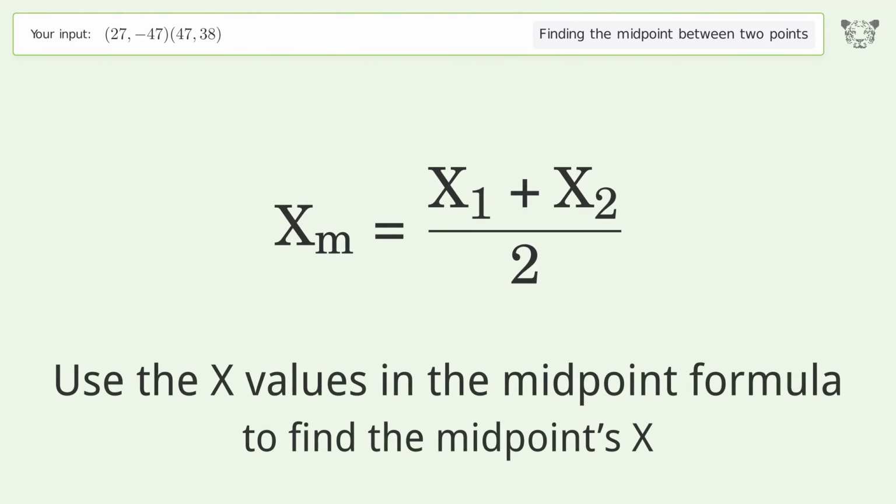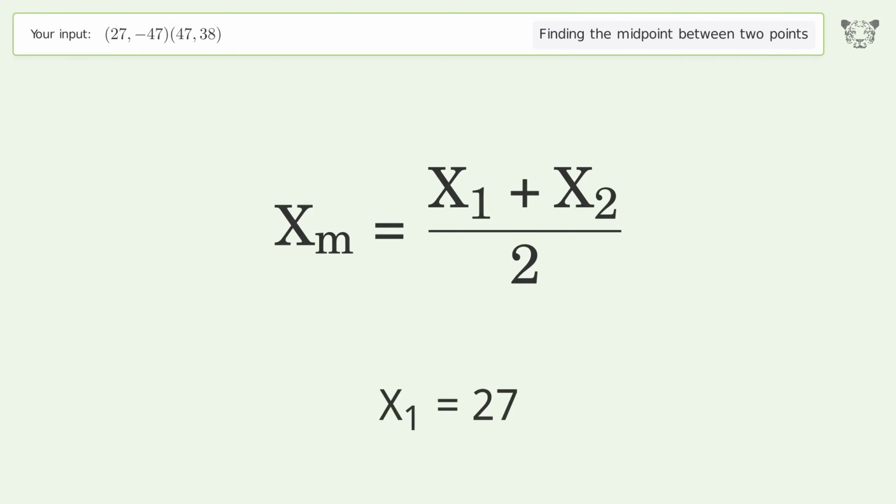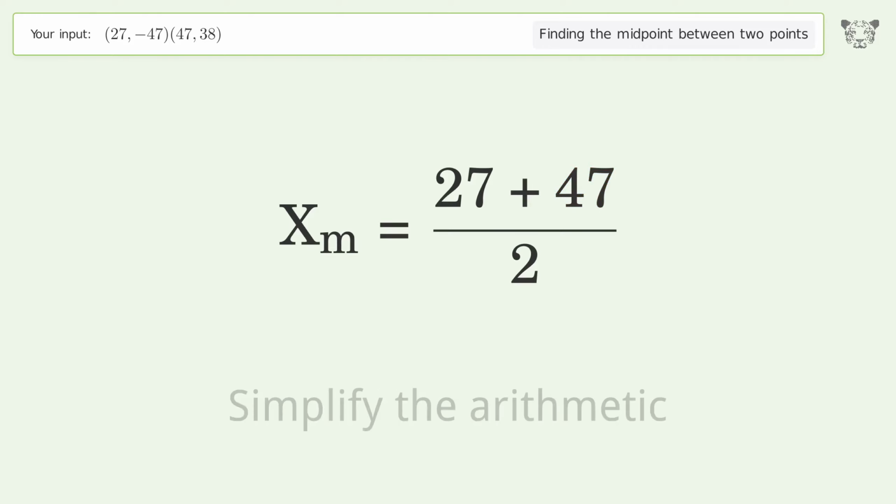Use the x values in the midpoint formula to find the midpoint's x. x1 equals 27. x2 equals 47. Simplify the arithmetic.